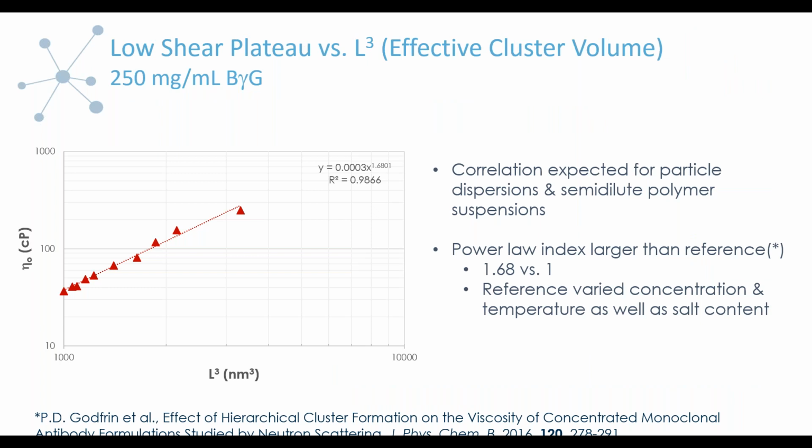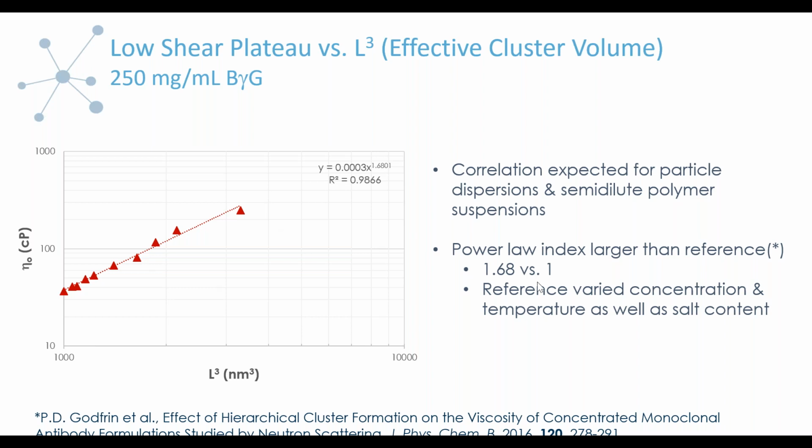So one more way to view this. We just made the grand statement that what our results are indicating is that this increase in viscosity that's expected to come from cluster formation does in fact correlate with the cluster size. One of the ways that they view data for particulate dispersions and semi-dilute polymer suspensions is to look at the low shear plateau viscosity as a function of essentially effective cluster volume, or length scale cubed. What we can see is a very clear correlation when we look at this on a log-log scale.